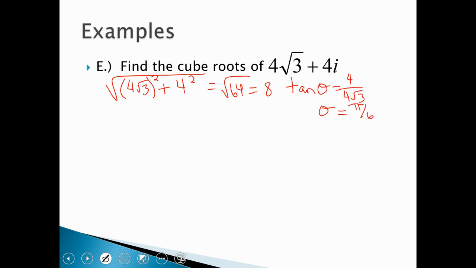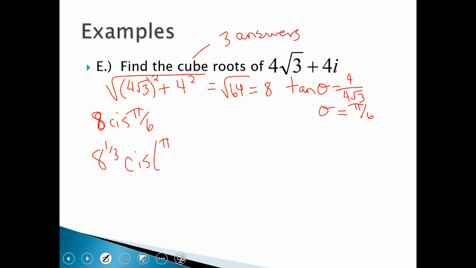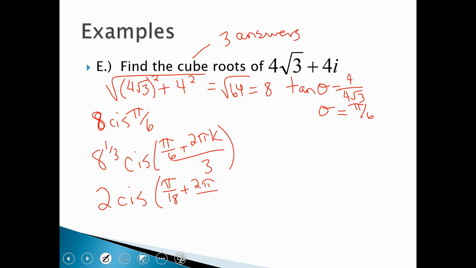So in polar form, this is 8 cis pi over 6. To find the cube roots of this, since we have the cube roots, we need 3 answers. So we need to take the cube root of 8, and then we have pi over 6 plus 2 pi k divided by 3. That 3 because we're doing the cube roots. So what this ends up being is 2 cis pi over 18 plus 2 pi k over 3.